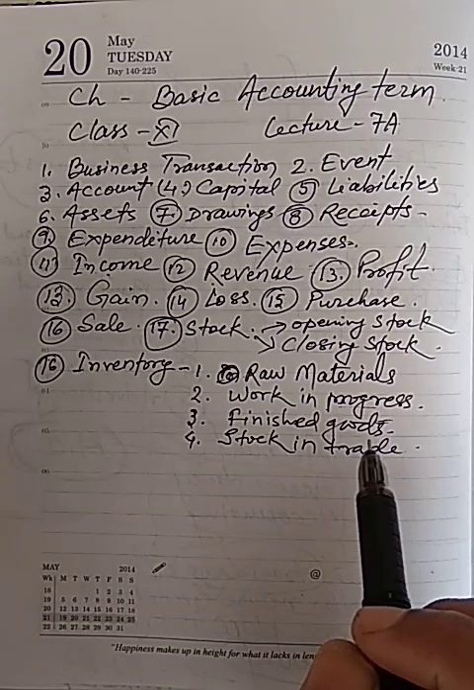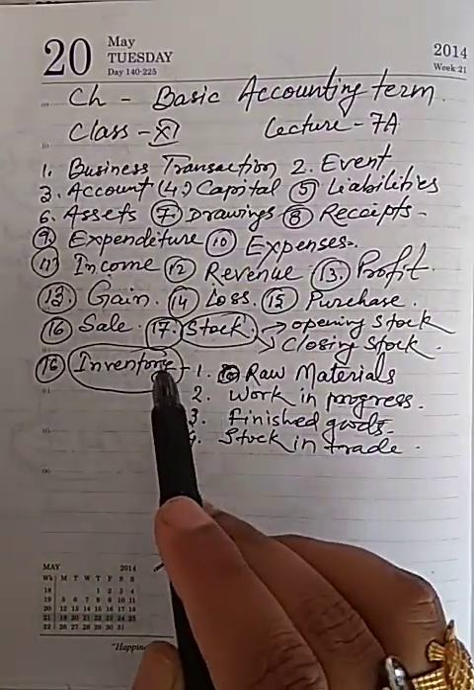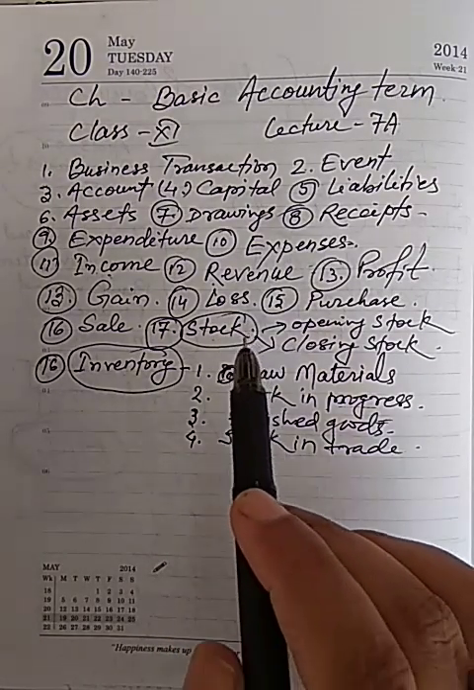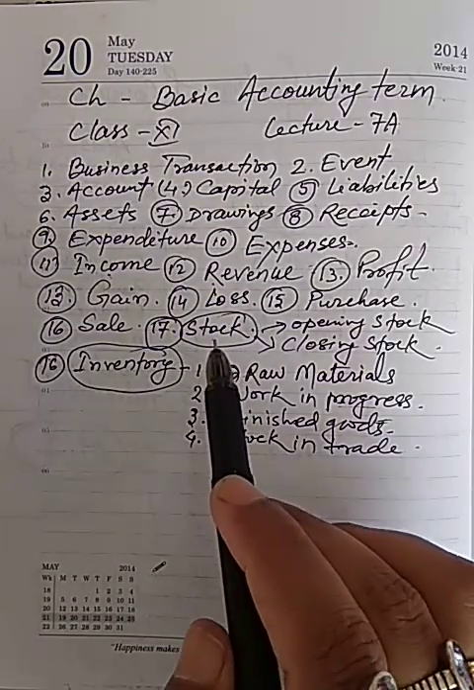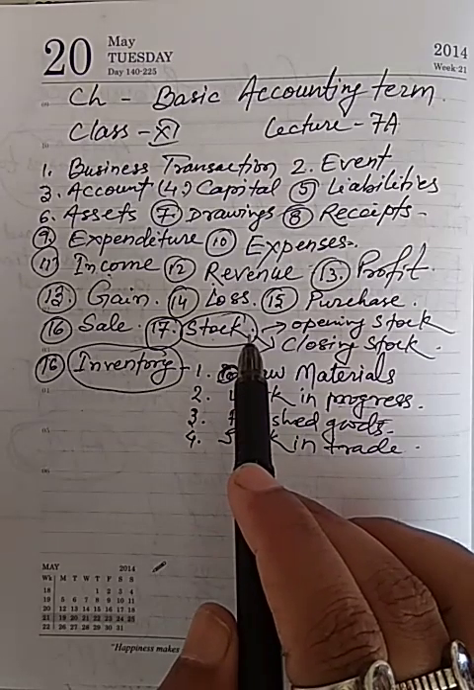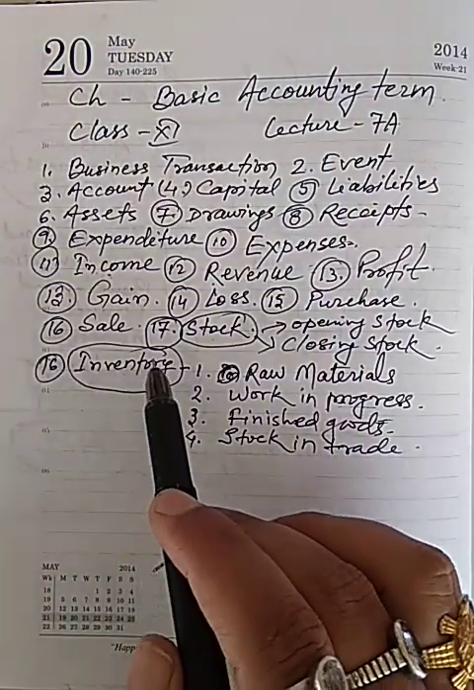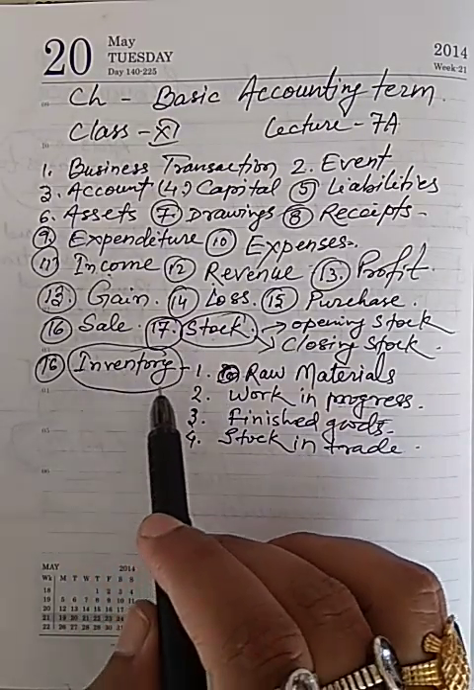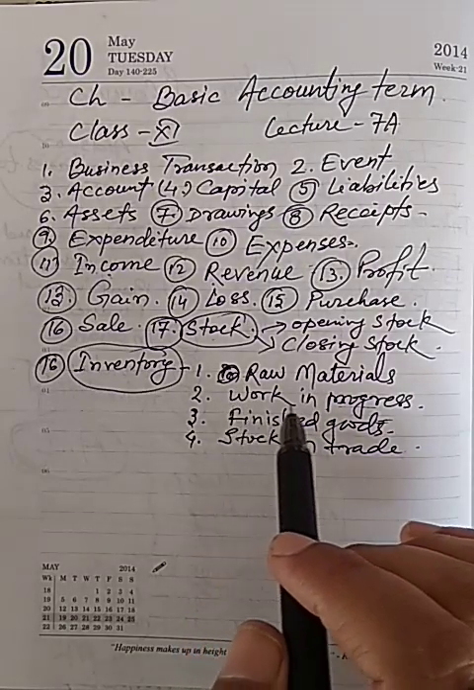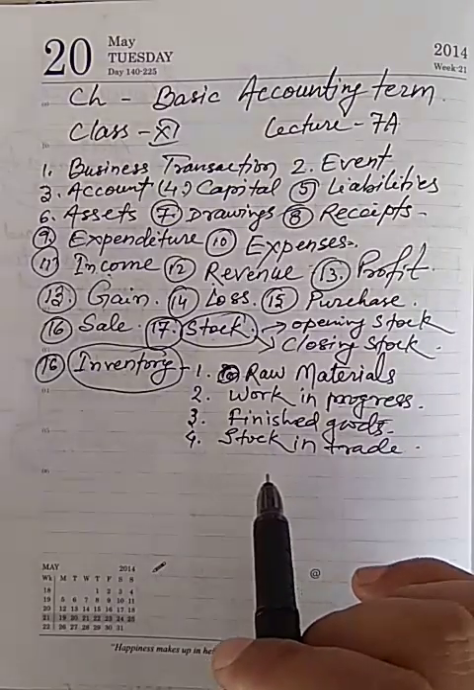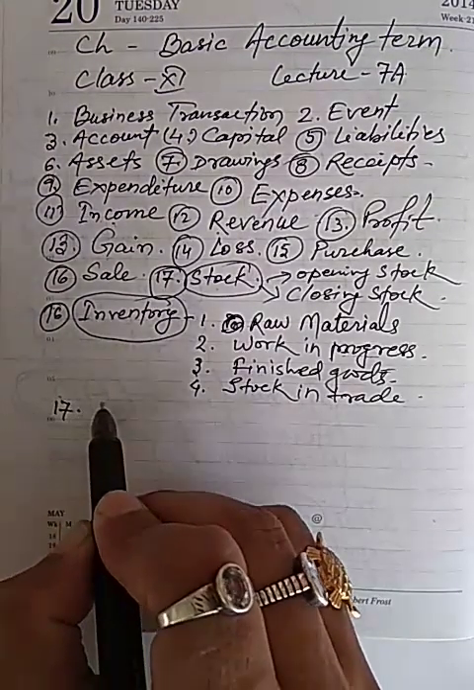Now, difference between stock and inventory. Stock refers only to the value of those goods which are purchased for reselling and which are lying unsold at the end of the accounting period, whereas inventory is a wide term which includes stock also. Thus, inventory includes raw material, work in progress, finished goods, and stock in trade. Now, next thing is trade receivable.